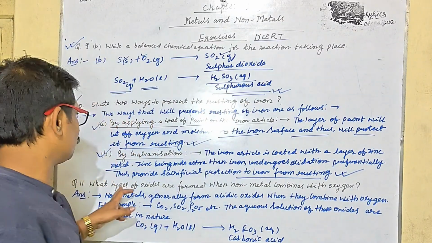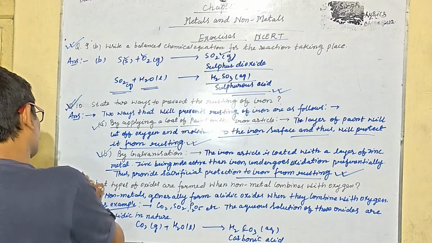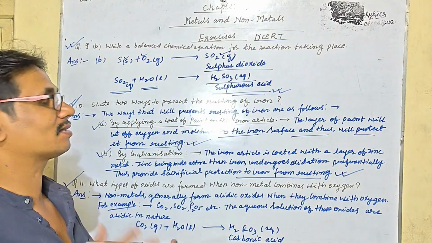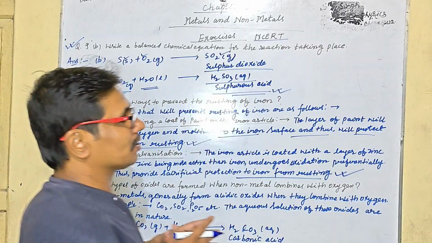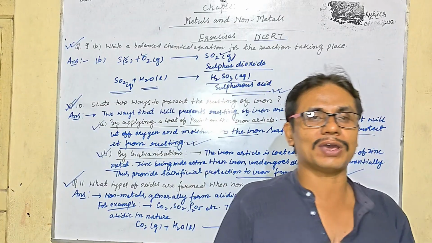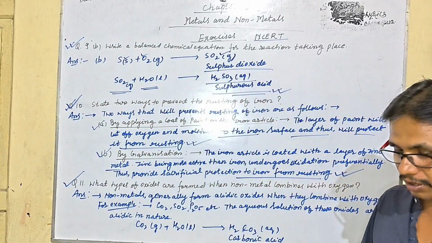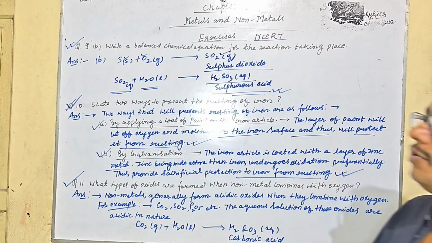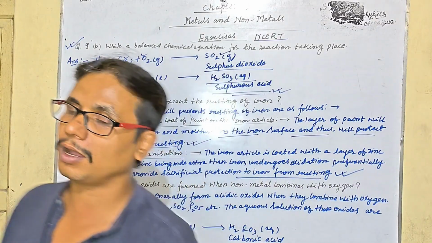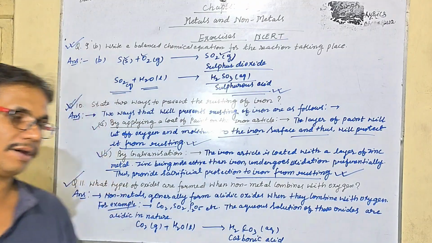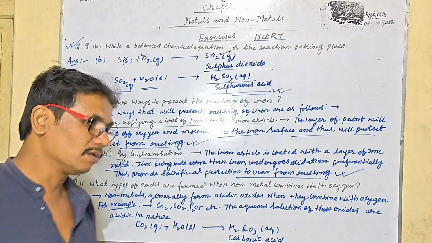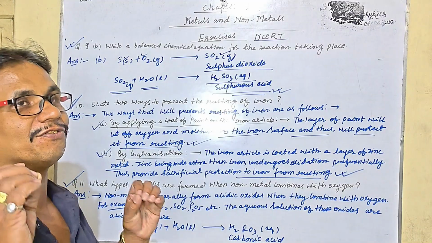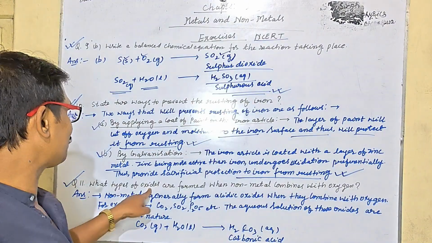So my dear students, moving to the next question, question number 11. What types of oxide are formed when non-metals combine with oxygen? This is a very easy question of medium level. If you go through my video on the reaction of metals with oxygen and the formation of oxides, you will give the answer very quickly.